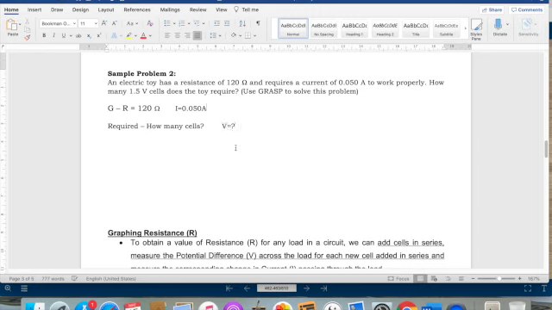Oh, I'm sorry. The other thing that we are also given is we know that the voltage for an individual cell is 1.5 volts, right? For the battery, right? To go in this. So basically, there's an electric toy. It has this much resistance and it needs this much current. So how many cells does it require? So basically, we're trying to figure out what kind of battery do we put into this, right?